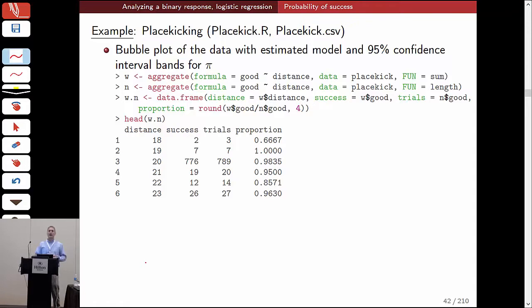So maybe a good place to stop. I think 10:15, is that correct? Mm-hmm. Yeah. Why don't we stop right there and we'll get back going at 10:30.